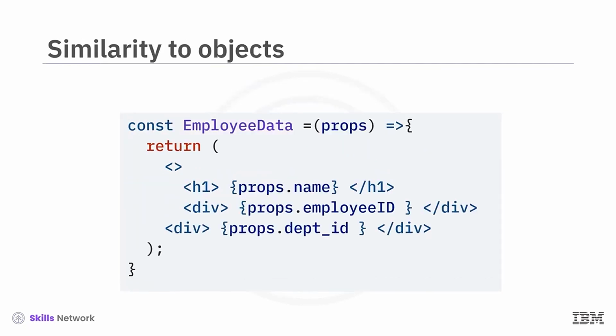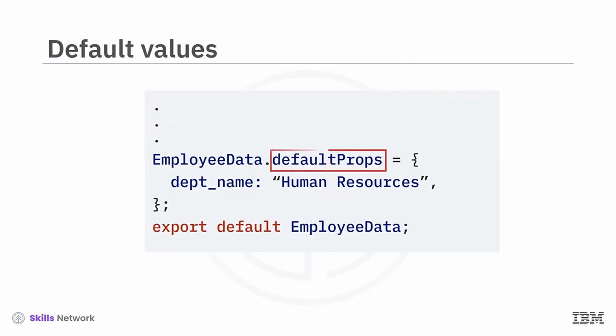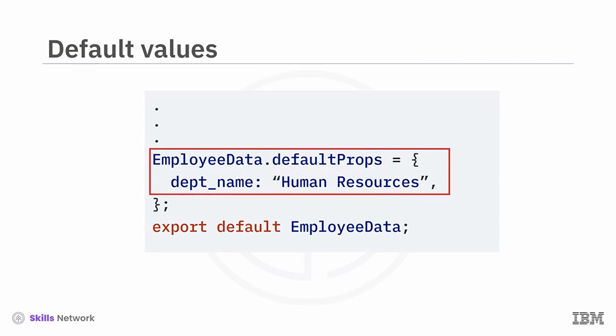The structure discussed establishes the foundation for rendering UI elements and passing data within the React application. You can then access these details using the props object and render these attributes on the front end using the dot operator. You can define default values for a component's props. If the parent component does not provide a value for a particular prop, its child component will use the default value specified in the child component's default props object. This statement appears immediately before the export statement.